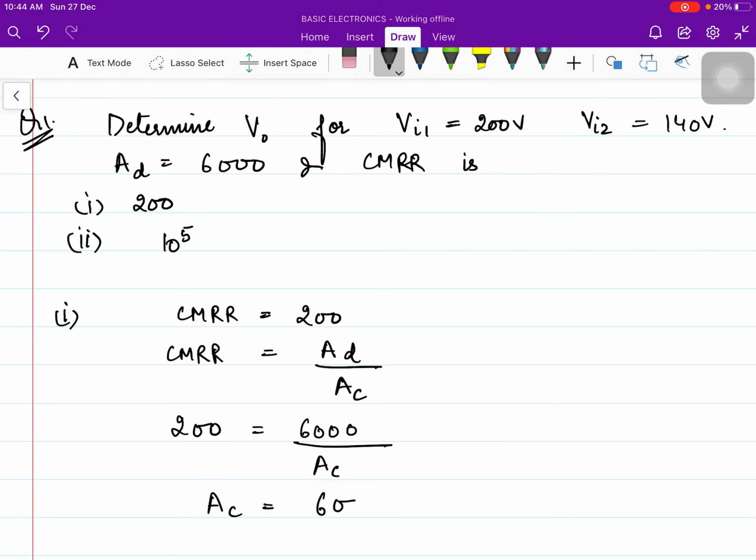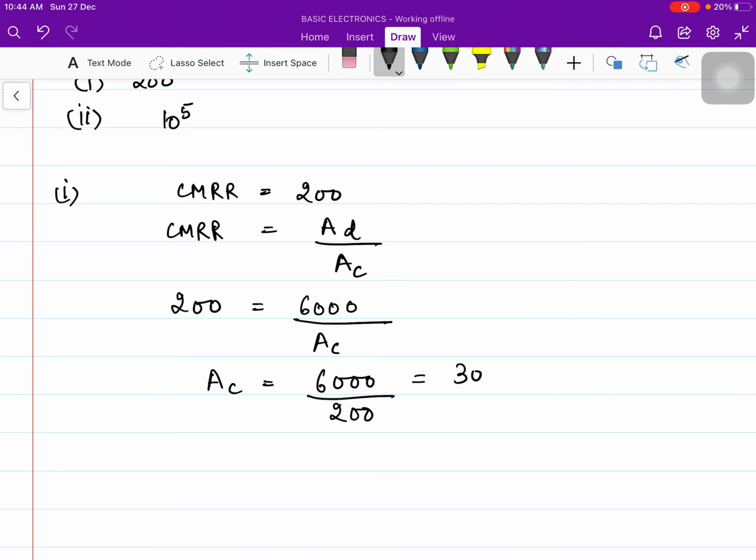AC is 6000 divided by 200, that is equal to 30. Now you have got AC and you have AD. When you have CMRR, that means you are asked to calculate the output voltage, then always apply the full formula, that is ADVD plus ACVC. So V naught is equal to AD VID plus AC VIC.